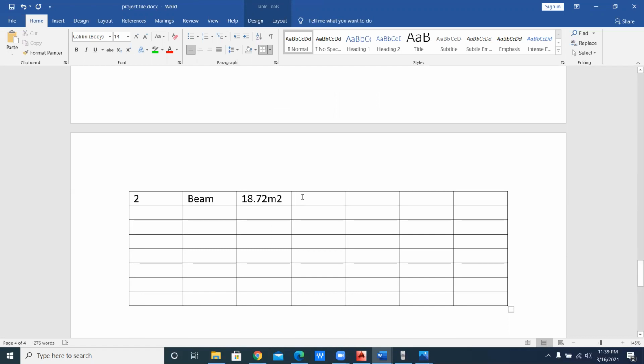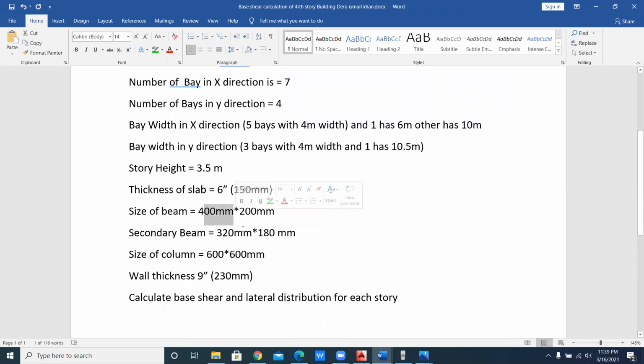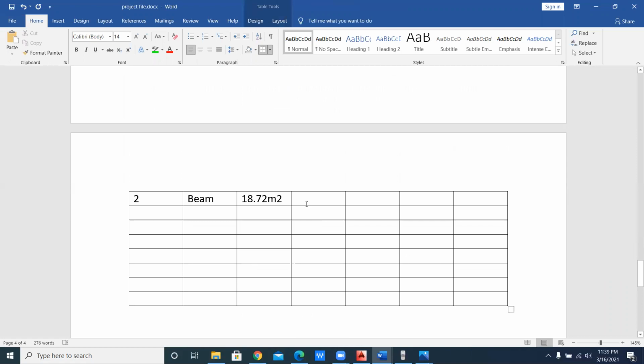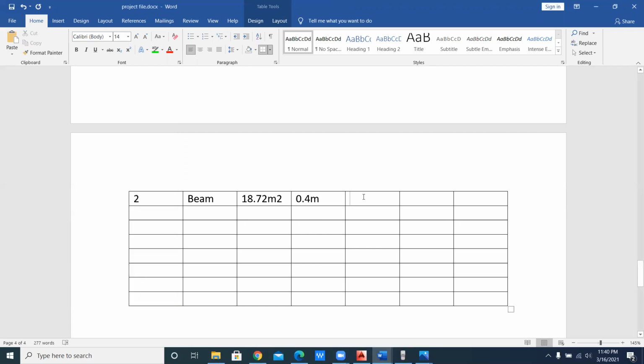Now what is the depth of the beam? First of all, open your question here and find the depth of the beam, that is 400 mm. It means 0.4 meter. You can write here 0.4 meter. So how much you get here, that is 18.72 multiplied by 0.4. So you will get 7.488, that is meter cube. So how much for the beam? For the beam you again take 25 kilonewton per meter cube. So you have to write here kilonewton per meter cube.